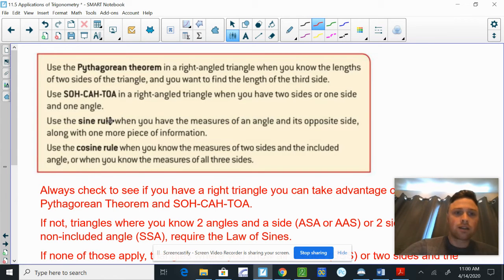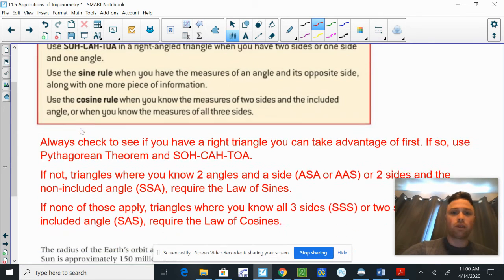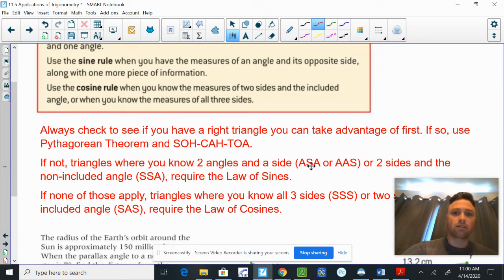If not, generally the sine rule or the law of sines is going to be the next easiest. That only applies if you have an angle-side-angle, angle-angle-side, or maybe if we have a side-side-angle, that's going to be an ambiguous case, possibly. So we have to be careful with that situation. But if we have any of these cases, we can use the law of sines.